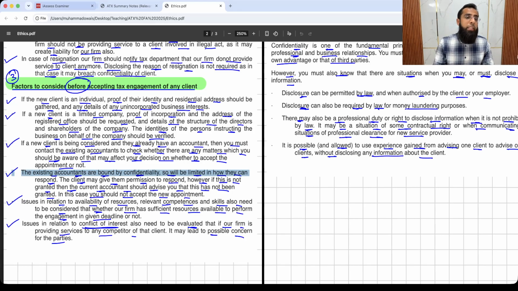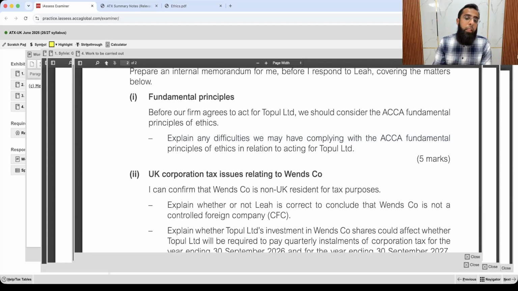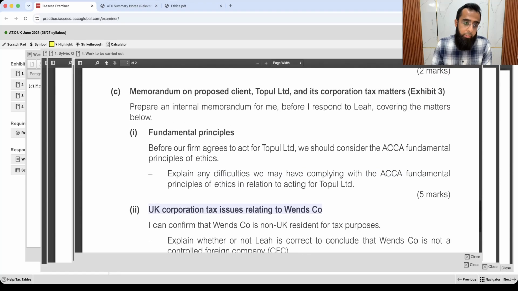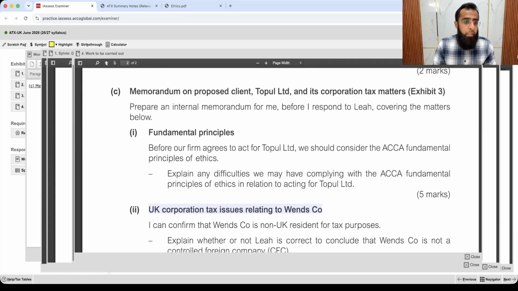Okay. So a simple requirement relating to ethics, and then another requirement relating to UK corporate taxes. Whenever I talk about the requirement of ethics, if you have covered my document, it's always very easy to do it. Okay. So let's look at it.